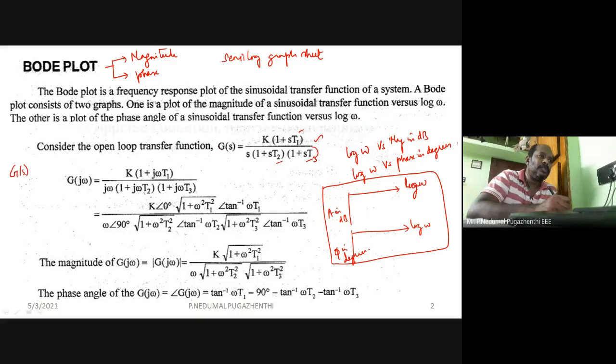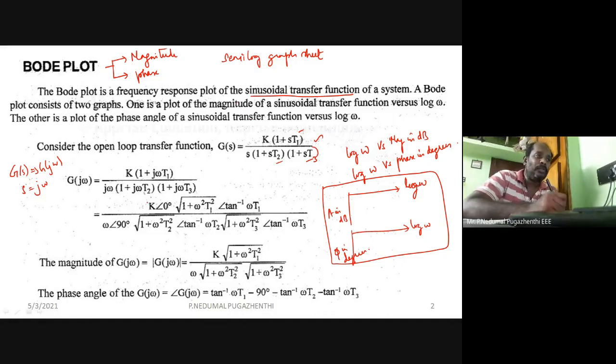into G of j omega by substituting s equal to j omega, and that is what you call a sinusoidal transfer function. So Bode plot is the frequency response of a sinusoidal transfer function of a system. Very simply we can deal with it, and it has two plots inside it. One is magnitude and the other one is phase. The magnitude plot is between logarithmic omega and the magnitude in decibels, and the phase plot is between logarithmic omega and the phase angle in degrees.